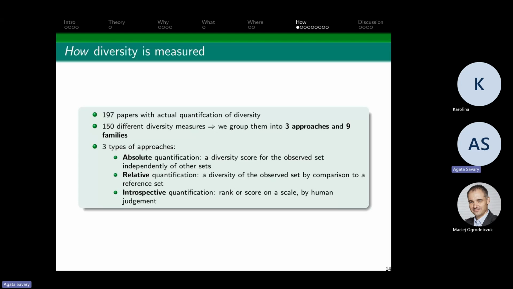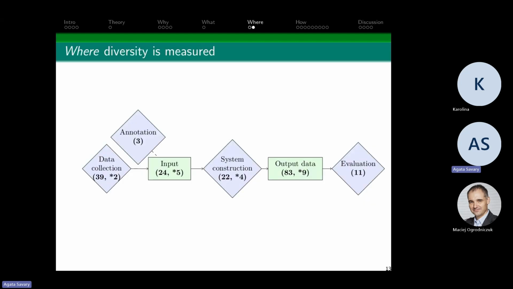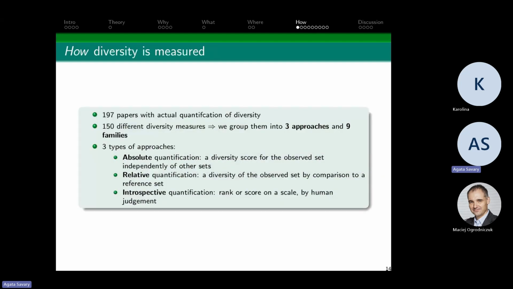So this was really hard to, no, sorry, I missed something. Yeah, okay. I didn't actually comment on this slide very well, because what is visible here is how many papers measure diversity in each stage. So we can see that the majority is on output data. So what is the diversity of, for instance, generated or annotated data, and how do we collect data? And this will come in the last slides again.